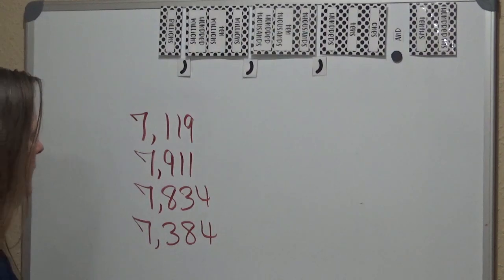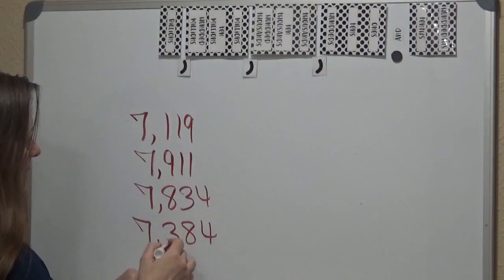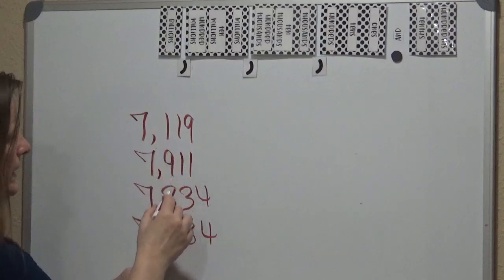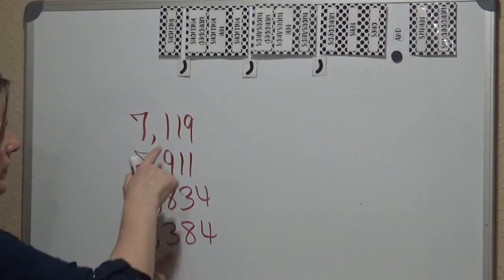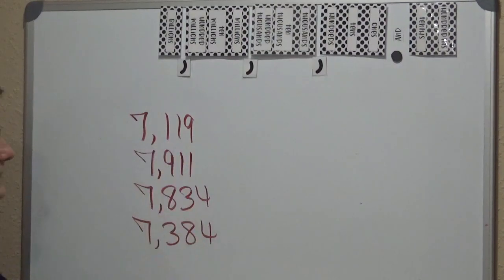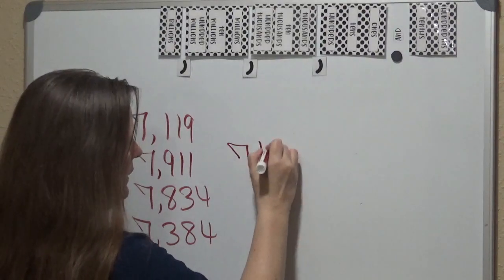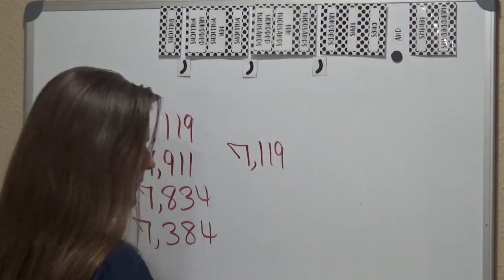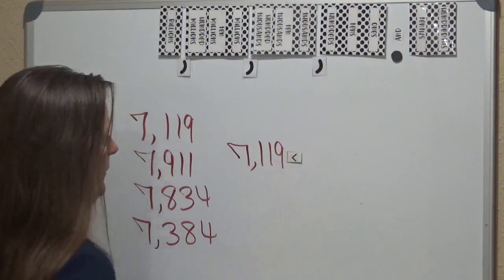And this is what you would do. You start at the 7s, okay? Then you look for the next number. Which one's the smallest? 100s, 900s, 800s, or 300s? We know that the 7,119 would be the least amount. So we go 7,119. Remember, this is pointing towards the smaller number.